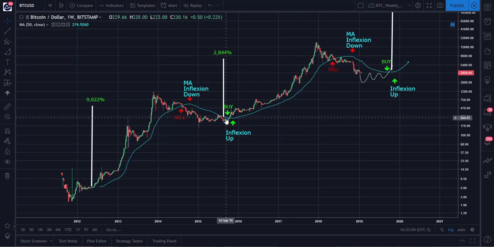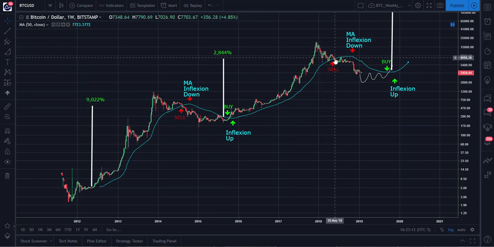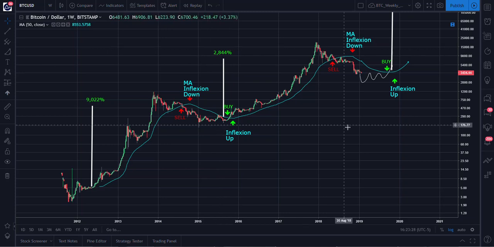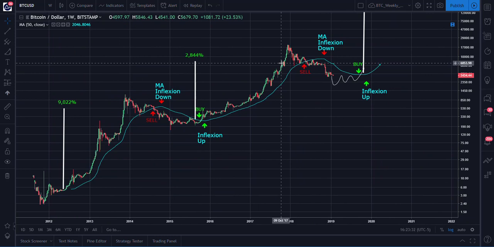So in this case, we bought, held. Here was the peak at 20K. We didn't get out until the price crossed decisively to the downside of the moving average, and that was back in May, but still booked a 2,844% profit if that was a technique used to buy and sell. Historically, I've covered two cycles of buy and sell.